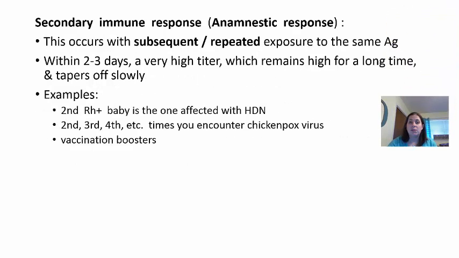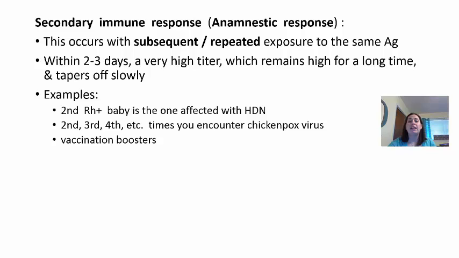Now, a secondary immune response is going to be when you've seen it again. It's any subsequent response or repeated exposure to that antigen, so that foreign invader that comes in. Now, within 2 to 3 days after you've been exposed to it a second time, you'll see a very high titer of your antibodies.